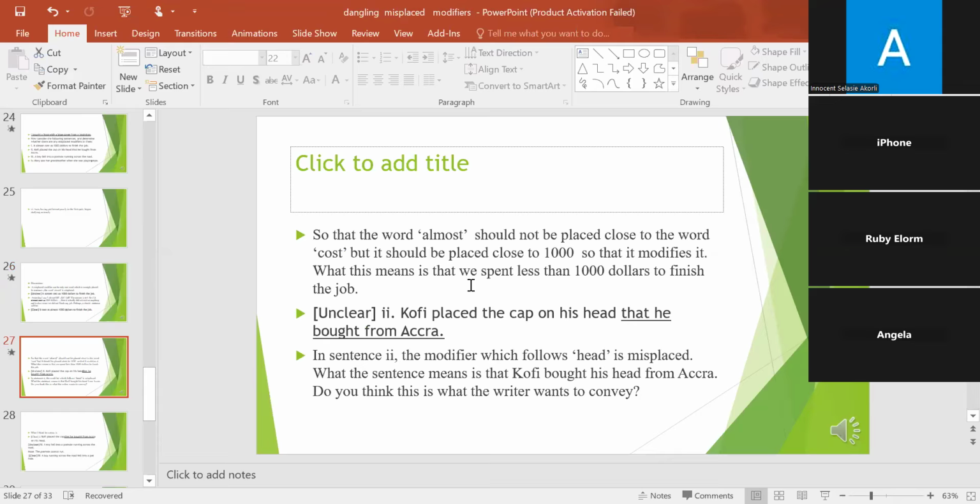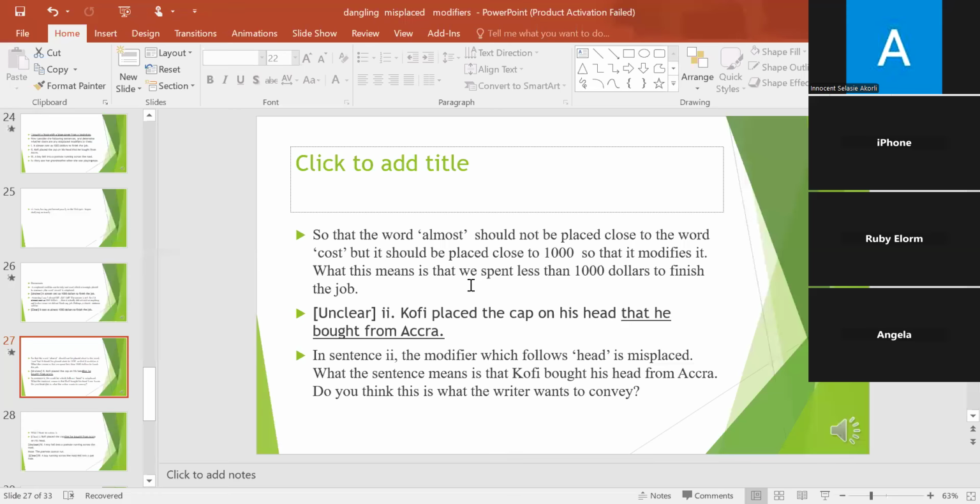Read on, please. So that word almost should not be placed close to the word cost, but it should be placed close to $1,000 so that it modifies it. What this means is that we spent less than $1,000 to finish the job.